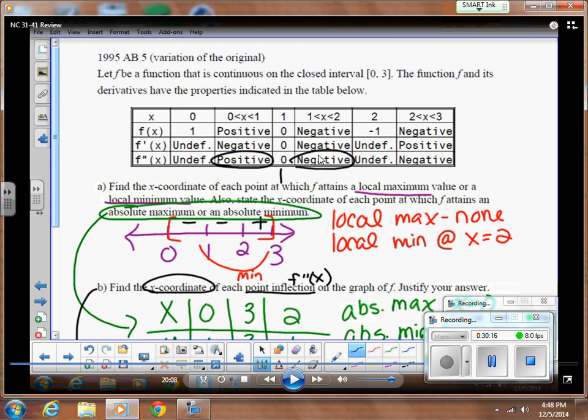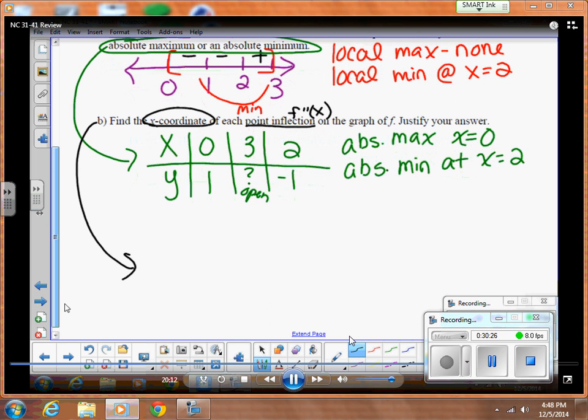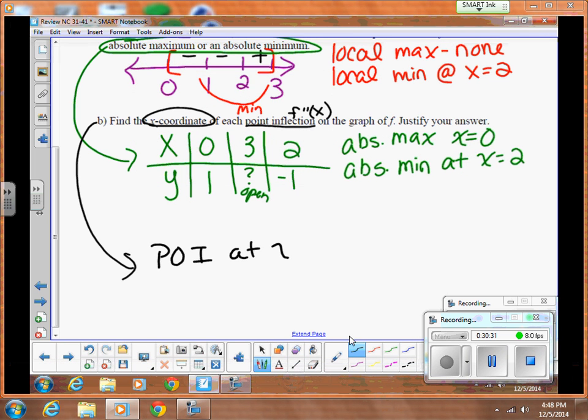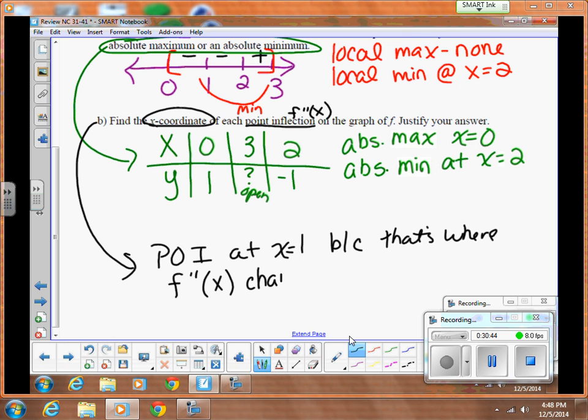At 2, you can see it goes negative, negative. It didn't change. So it's not a point of inflection. It has to change sign. Okay? So my point of inflection would be at 1, or at x equals 1. Now, why? Because that's where the second derivative, f double prime of x, changes from positive to negative.